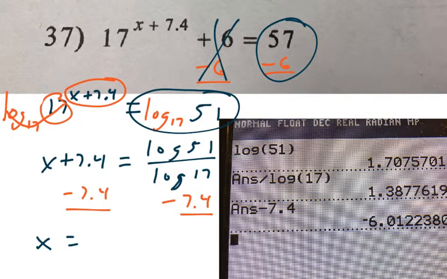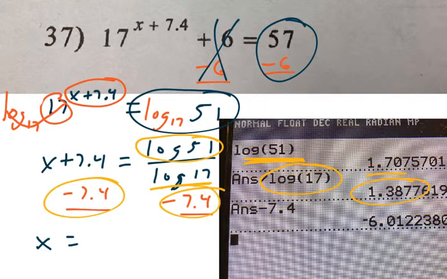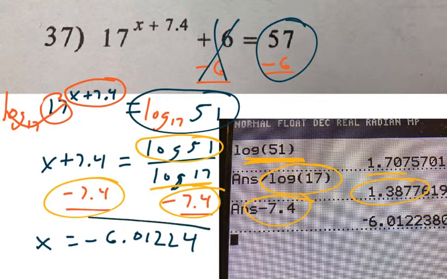As you can see on the bottom right here, I did the log of 51 as shown there. I divided by the log of 17. I then finally did my minus 7.4 from both sides. I now know x is negative 6.01224, rounding off to 5 decimal places. Pause the video if you need to.